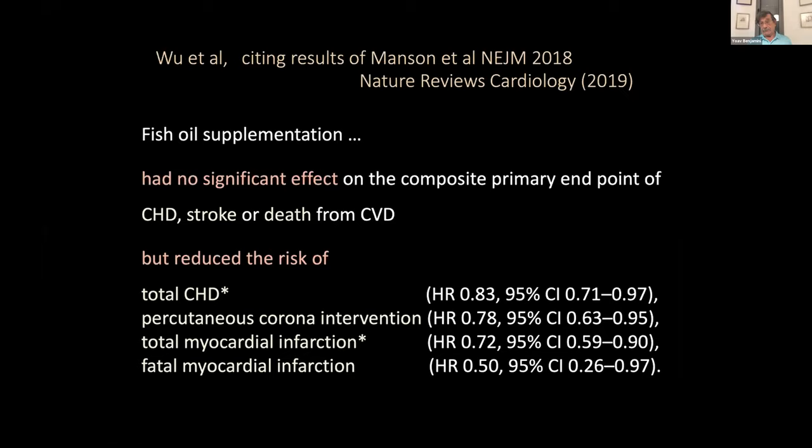This is exactly what later authors did when they cited this paper in Nature Reviews Cardiology. They were discussing fish oil supplements, and they say that it had no effect on composite primary endpoints or death from CVD, but it reduced the risk of total CVD, coronary intervention, myocardial infarction, bringing exactly the ones with a confidence interval that didn't cover one. So selection was done not by the p-values, but by the confidence interval. It is as dangerous as not addressing the selection of the p-values.